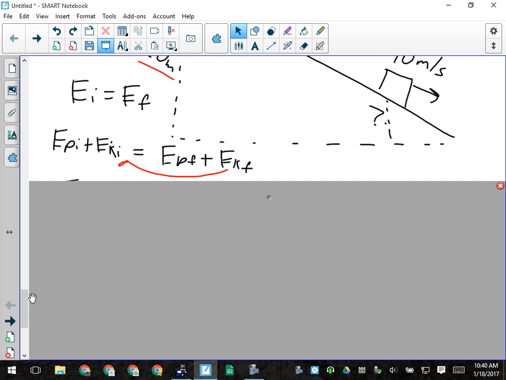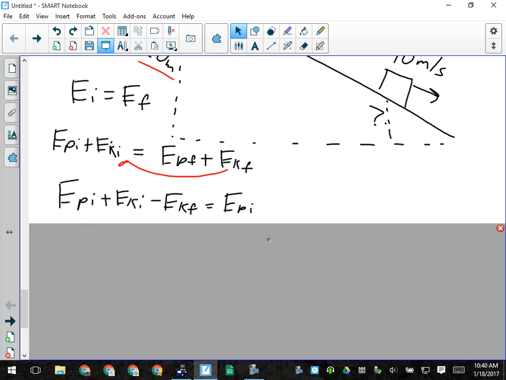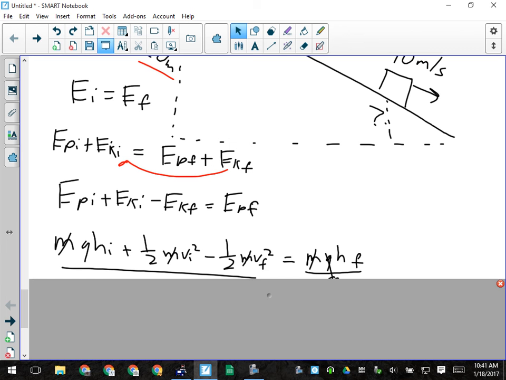That gets things set up before I plug in all the variables and it starts to look confusing. So we have initial potential plus initial kinetic, in other words the mechanical energy, minus the final kinetic energy should equal the final potential energy. All right, now my next step is plug in the formulas for these terms. Potential energy is m times g times h. Kinetic energy is 1/2 mv squared. So m times g times h initial plus 1/2 m v initial squared minus 1/2 m v final squared gives me my final potential, which is m times g times h final.